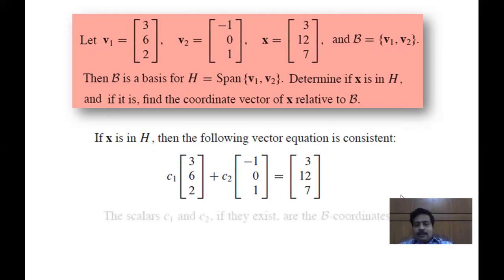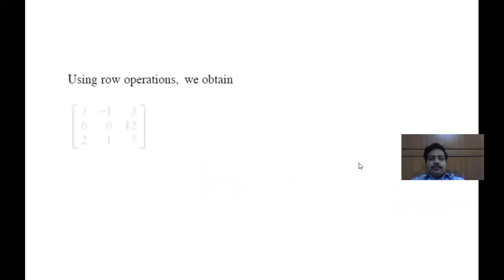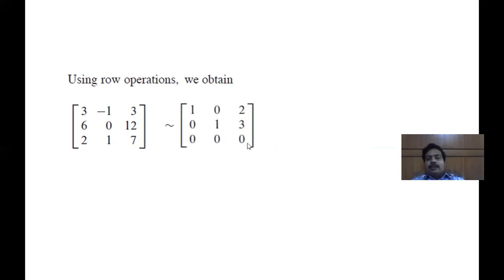So this above relation can be formed into a matrix form like this. To find those C1, C2, we prepare an augmented matrix. This is V1, this is V2, and this is X. By row operations, we can simply convert this into this one, as we have seen. After performing elementary row operations, I can make these two zeros and this one also. So finally, we can form this echelon form.